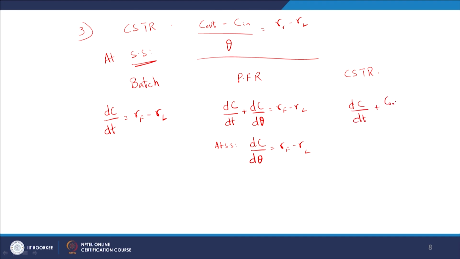plus (C out minus C in) by θ is equal to rate of formation minus rate of loss. So at steady state it is going to be (C out minus C in) by θ equal to rate of formation minus rate of loss, right. So, let us look at what this means.